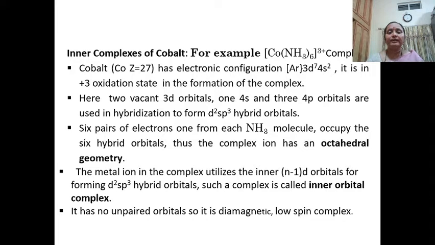In the formation of the hexaamminecobalt(III) complex, cobalt has the +3 oxidation state. Here it is going to use 2 of the 3d orbitals, 1 4s and 3 4p orbitals in the hybridization to form d2sp3 hybrid orbitals. These d2sp3 hybrid orbitals are going to be directed in an octahedral geometry, as it is using (n-1)d orbitals for the formation of d2sp3 hybrid orbitals.